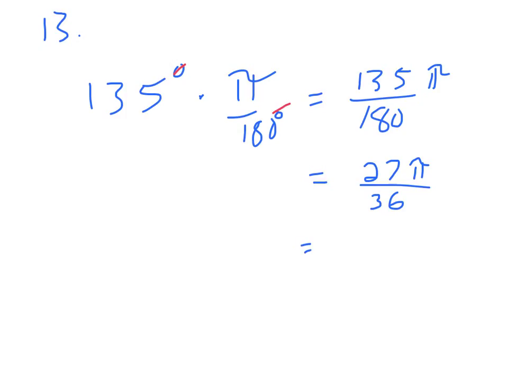Well, then 3 goes into both of those. Actually, 9 goes into both. 9 goes into 27 3 times. 9 goes into 36 4 times. So 135 degrees equals 3 pi over 4, which is what it asks for. That is true. You could also see that on the unit circle.